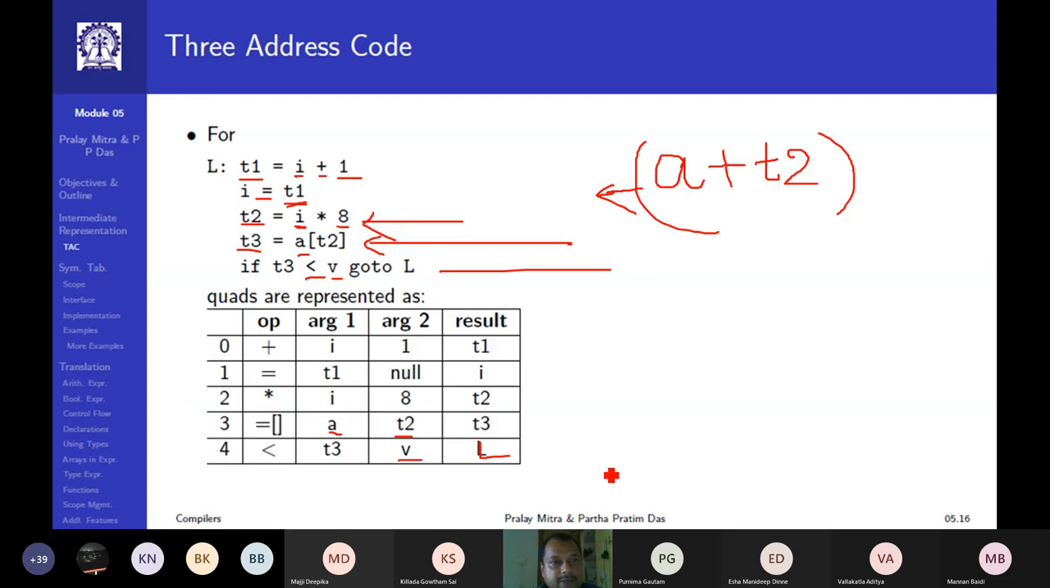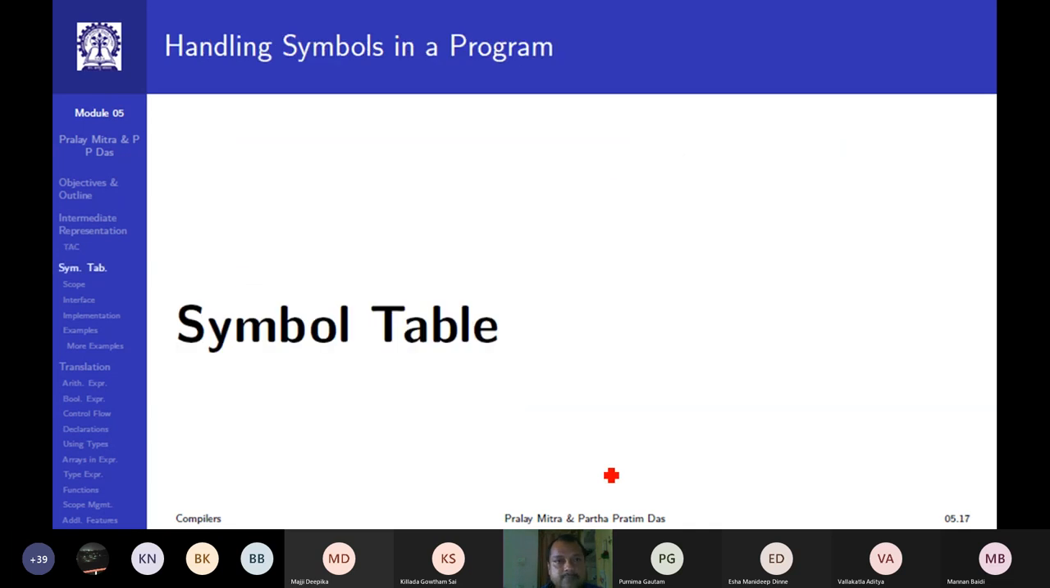Okay. So up to this, do you have any question? 3 address code. Next we will go to the symbol table. Anybody has any question? Okay. Let us move on to the symbol table.